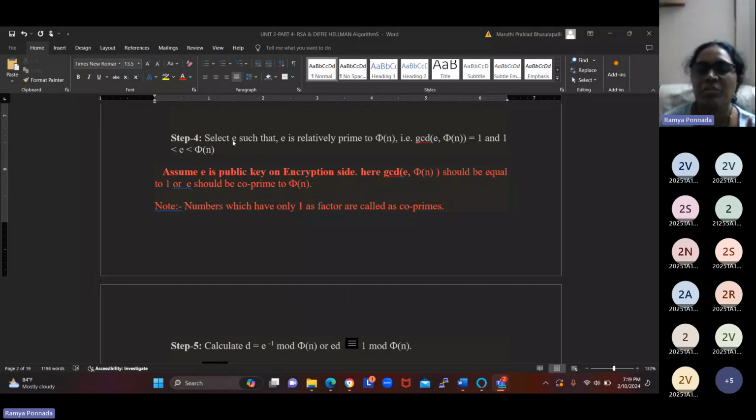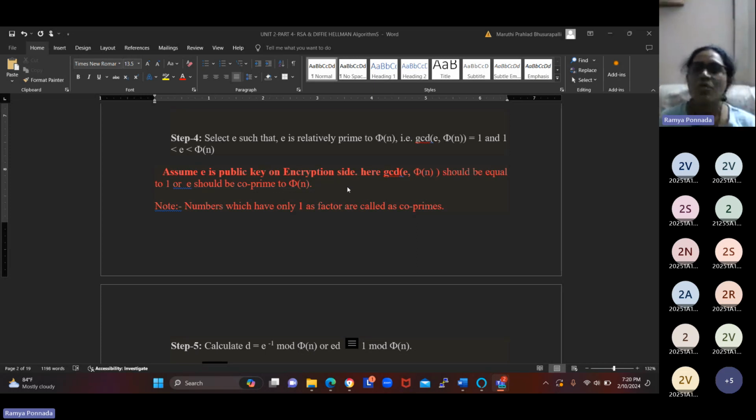So step number 4, what you are going to be doing? You are going to be selecting E. Okay, so what is that E? E is going to be the public key. Here I said that it is going to be following asymmetric key cryptography. So you need to have two keys. One is going to be the public key, the other one is going to be the private key. So here E is going to be considered as the public key on the encryption side.